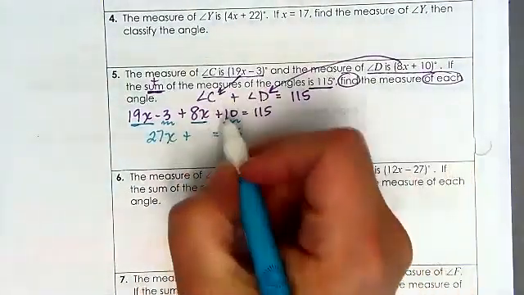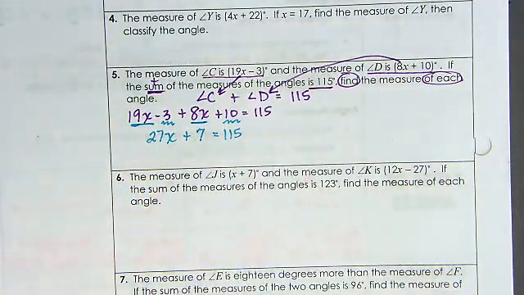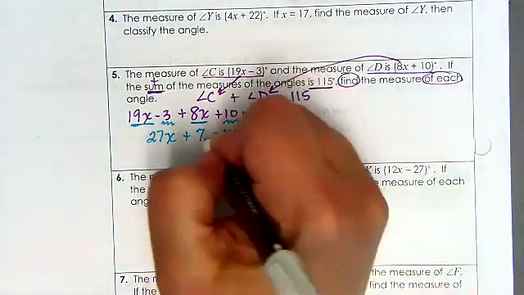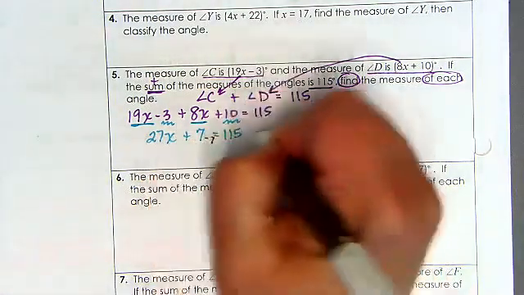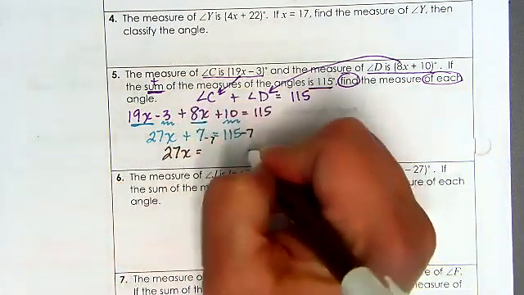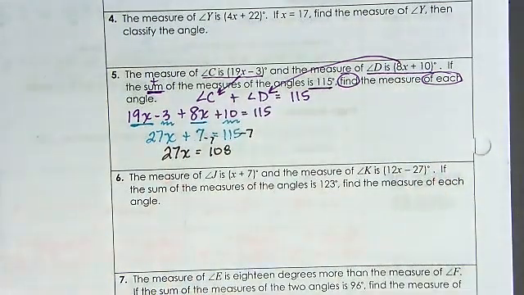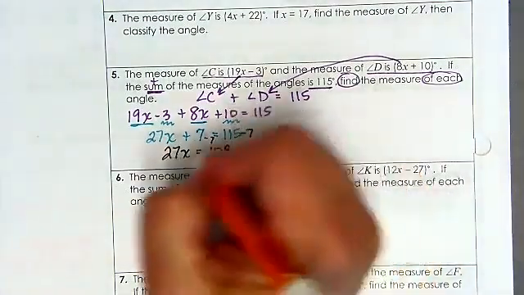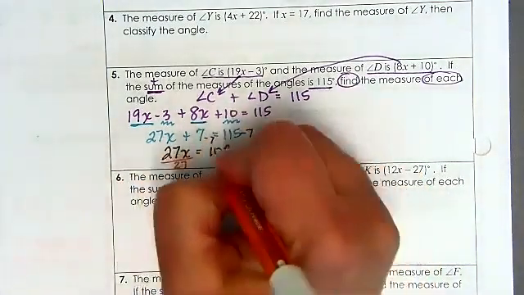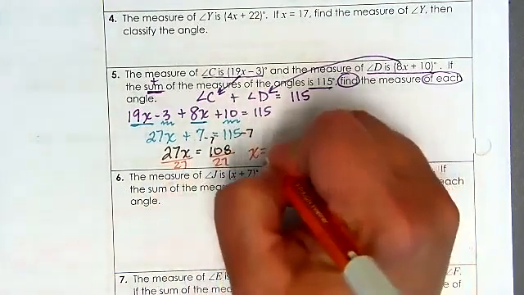Okay, so we have -3 plus 10, so that's going to give me a 7. Okay, so I now subtract 7, so I have 27x equals 108. And I divide by 27 to both sides, and we get that x equals 4.